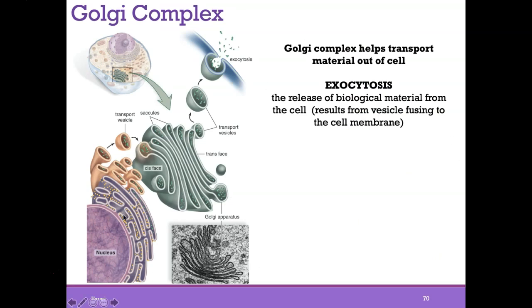Right? So after rough endoplasmic reticulum, smooth endoplasmic reticulum, they get sent to the Golgi apparatus, and then they can be packaged in new vesicles and exocytosed or sent to a different part of the cell.